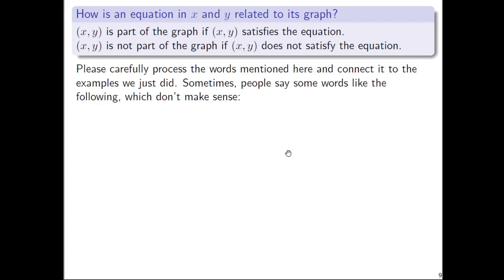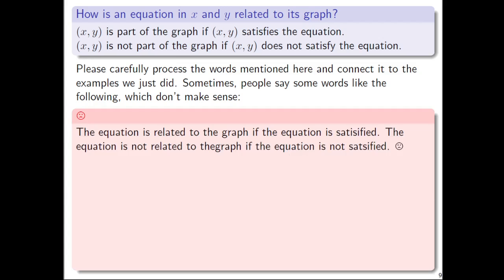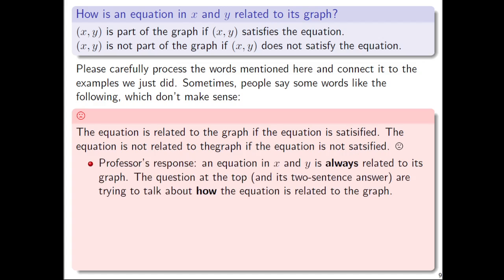The thing is, sometimes people will try to say words like the following as an answer to the question, how is the equation related to the graph? These following things don't actually make any sense. I've seen people say things like the equation is related to the graph if the equation is satisfied, and the equation is not related to the graph if the equation is not satisfied. And hang on, the equation is always related to its graph. You have an equation in x and y, it's always related to the graph. It's just a question of how. It's a question of which points are part of the graph.